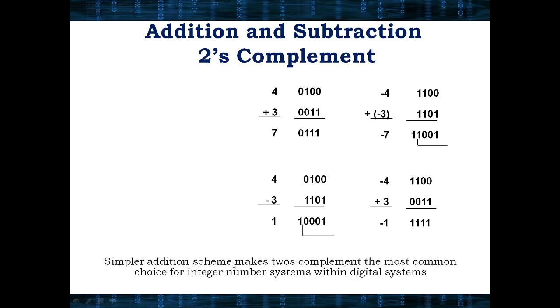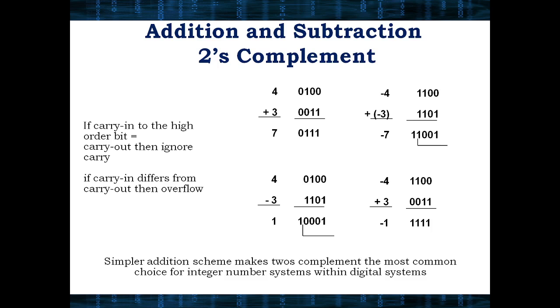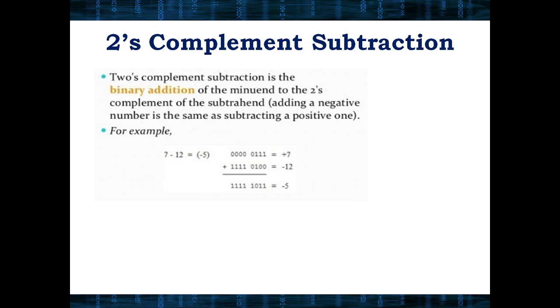A simpler addition scheme makes 2's complement the most common choice for integer number systems within digital systems. If the carry into the high-order bit is equal to the carry out, then ignore the carry. If the carry in differs from the carry out, then overflow occurs. So how do we do a 2's complement subtraction? 2's complement subtraction is the binary addition of the minuend to the 2's complement of the subtrahend, meaning adding a negative number is the same as subtracting a positive one.